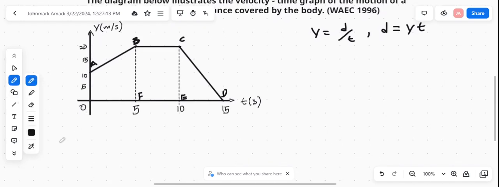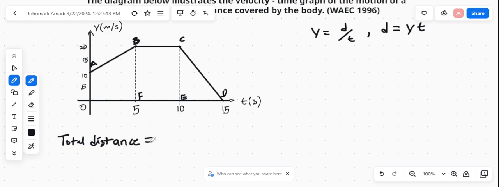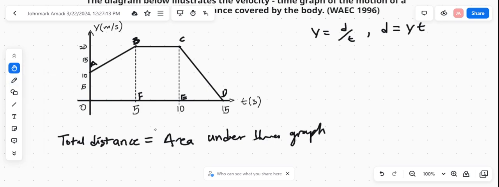So now, distance covered, total distance. Total distance equals to what? Area under the graph. So now, how do we get this area?